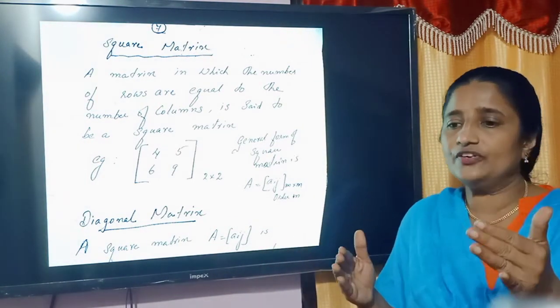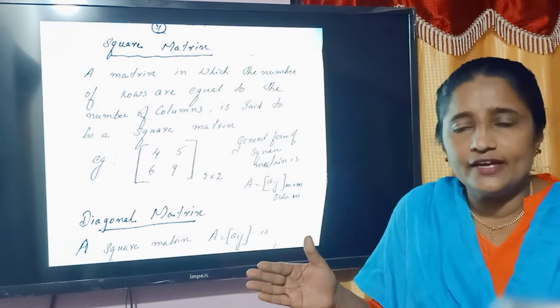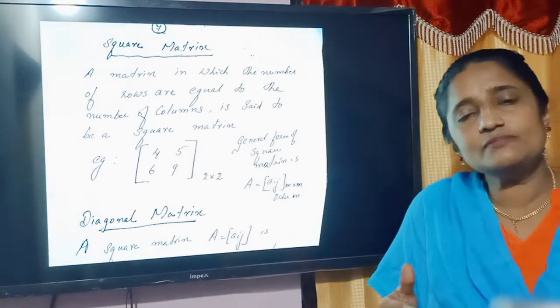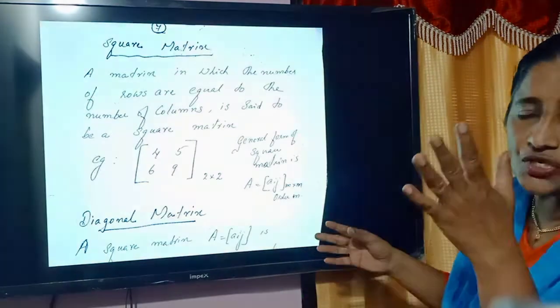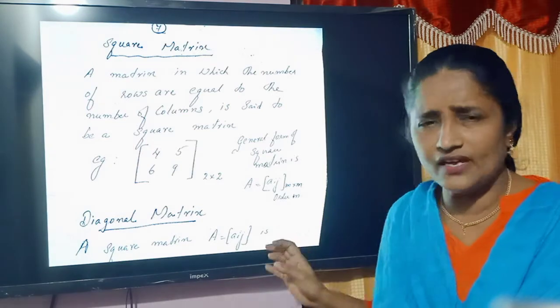The length and breadth are equal in a quadrilateral, we can say that is a square, the same way. Here the number of rows and number of columns must be equal. Then we can say that that matrix is said to be a square matrix. See example. Any example you can take.